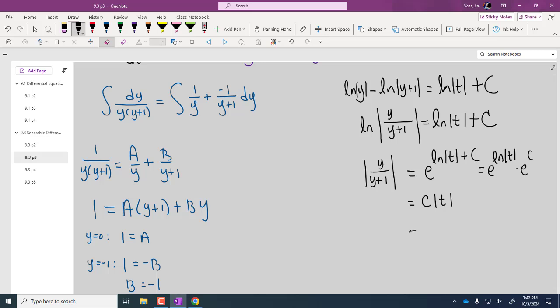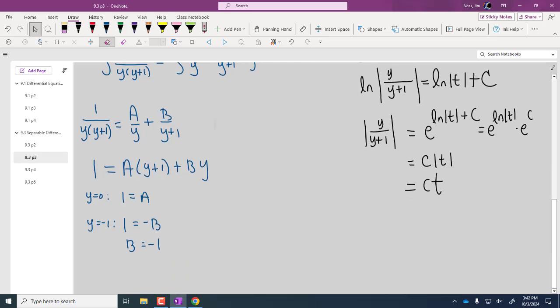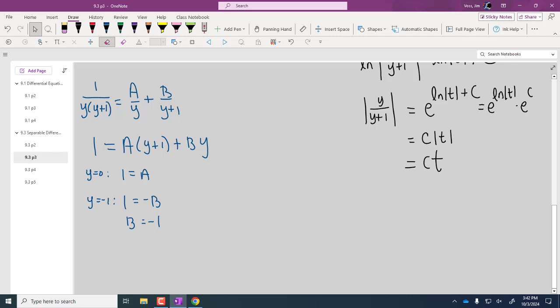So that we could just write as ct. Now we can get rid of the absolute value bars on the left-hand side also, because the left-hand side is also just plus or minus 1 times stuff. Plus or minus 1 times a constant is still a constant. All right. So this is general, but this is implicit, not explicit, not yet.